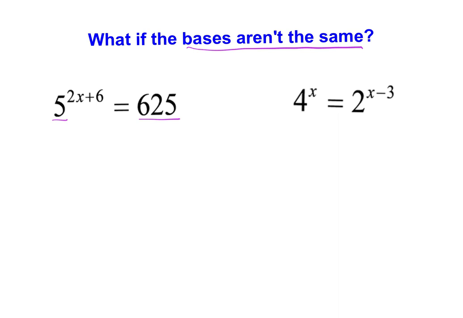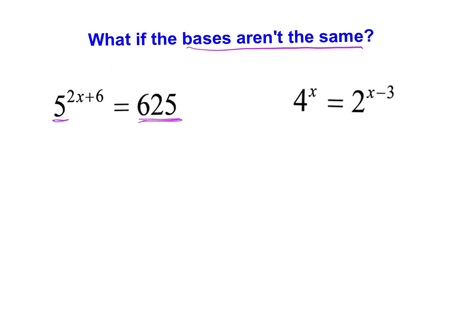Now, when I look at this first example here, I see that I have a base of 5 and a base of 625. And unfortunately, those two numbers are not the same. So written as is, I cannot just say, I'm going to set 2x plus 6 equal to, this is really 625 to the power of 1. I can't just set 2x plus 6 equal to 1 because the bases aren't the same. But what I can do is use my powers resource and try to do some very purposeful rewriting.